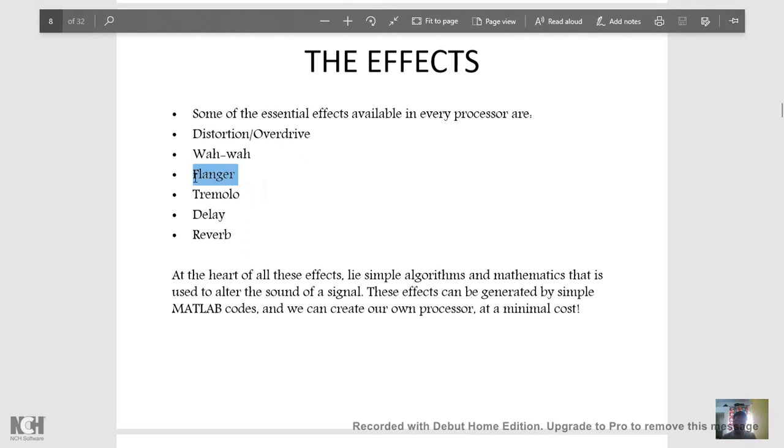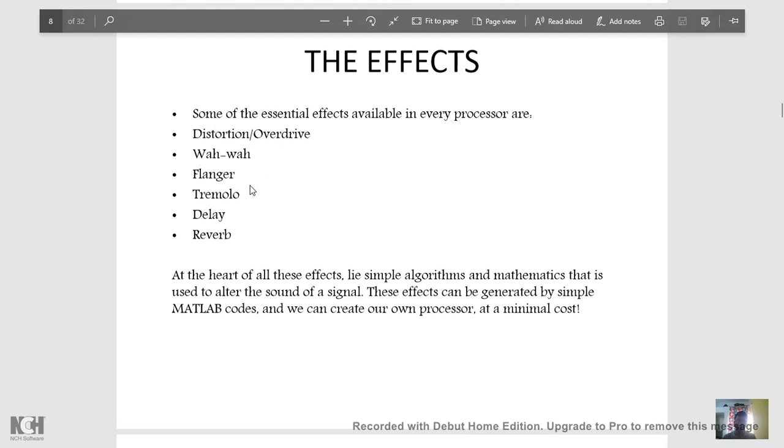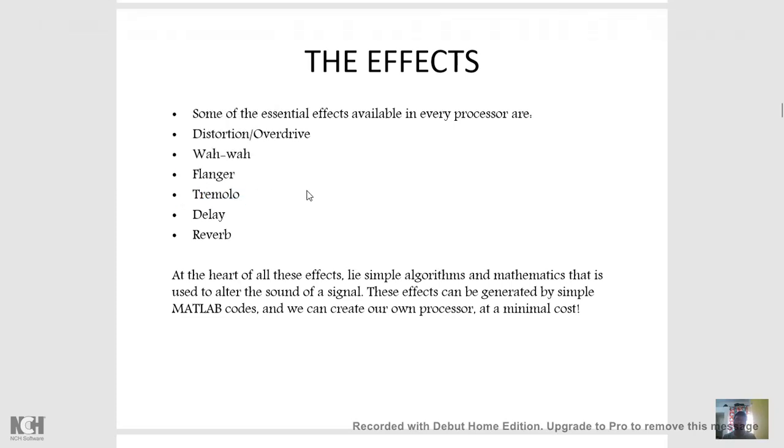So flanger is nothing but the delayed version of the signal, where the delay is a sinusoidal variation. We'll see how the effect looks in a later part. And tremolo is nothing but amplitude modulation of the signal, but the modulating signal is a sinusoidal variation. So the audio signal is modulated with a small sine wave with low frequency. So you will have some effect perceived because of the sine wave.